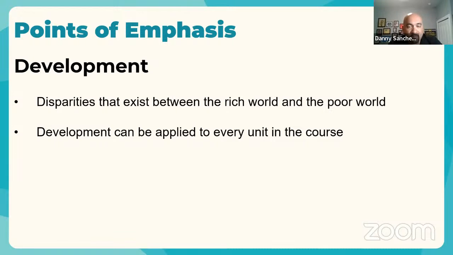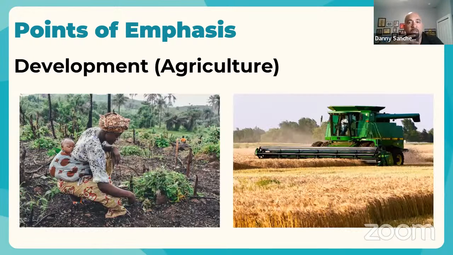All right, so the disparities that exist, and again, life is very different from the rich world to the poor world. And also, the idea is it can be applied in essentially every unit in this course, from unit 1 all the way through unit 7. I didn't make a connection for each unit as I put these slides together, but I did for a few of them. And I want to begin by going through, first off, differences between farming in the poor world and farming in the rich world.